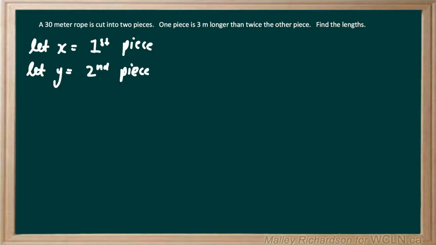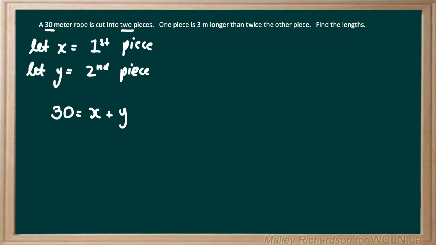So now that we have our two variables, x and y, let's put these into equations. Our first equation is going to come from our first sentence. We have a 30-meter rope that is cut into two pieces. Well, we know our variables, x and y, represent our first piece and our second piece. So our first equation is going to be 30 meters split between our first piece, x, plus our second piece of y. So our first equation is 30 equals x plus y.